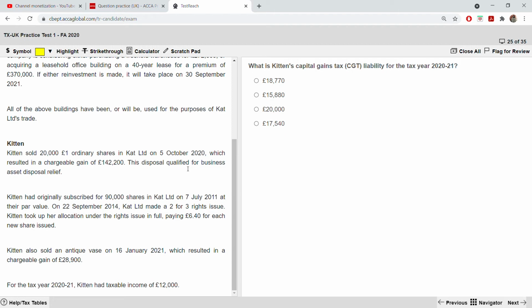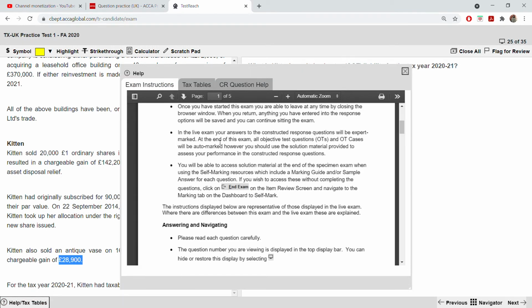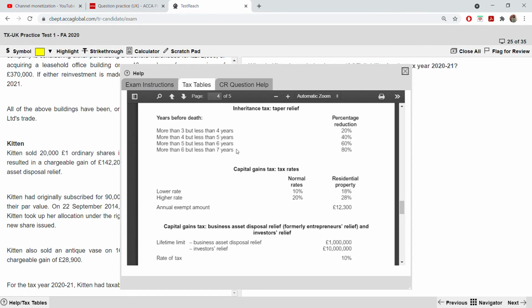So how do you start with this? You have a chargeable gain, and remember this qualified for business asset disposal relief, 142,200. This you have to take at 10%, add with this 28,900, the chargeable gain on the antique, minus 12,300, at 20%. Let us again go and see the tax table. So the higher rate is 20%. The lower rate is 10%, but for this 142,200 chargeable gain we are taking 10% because it qualified for relief.